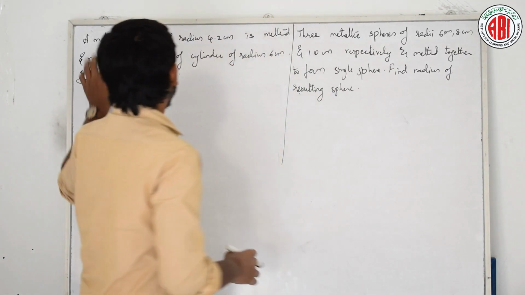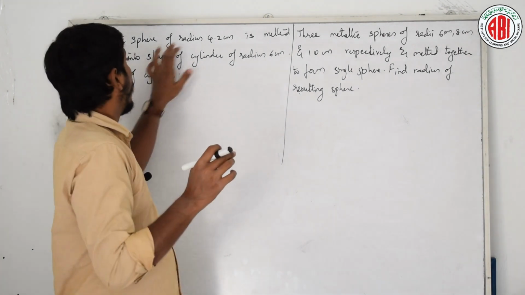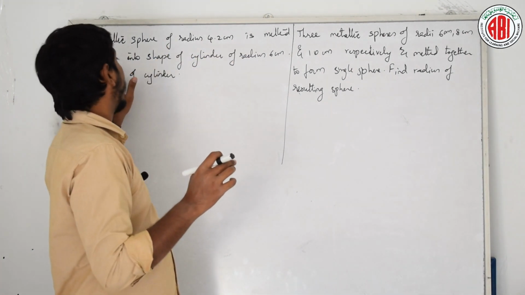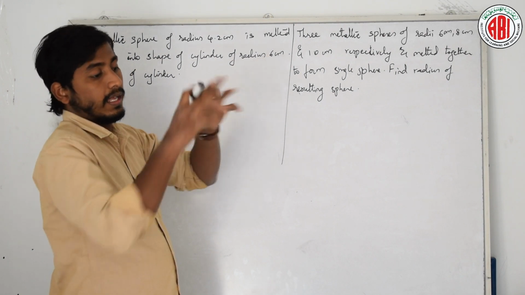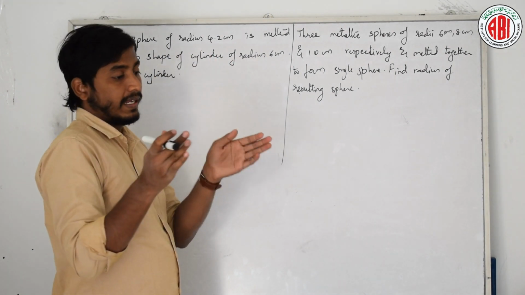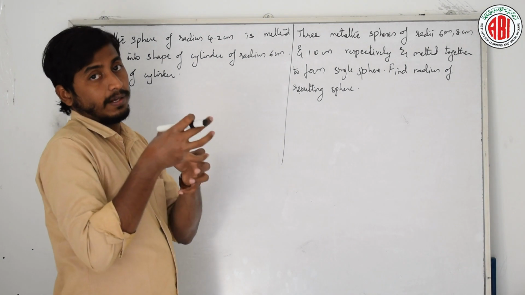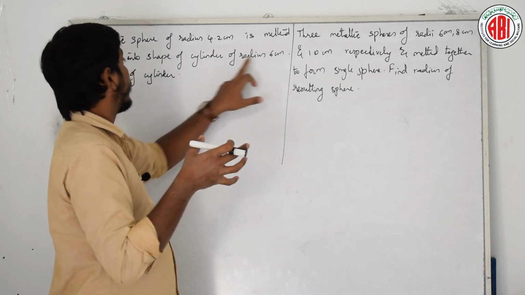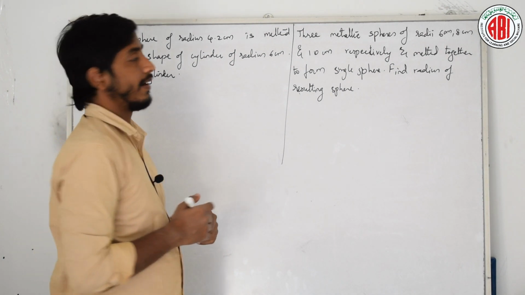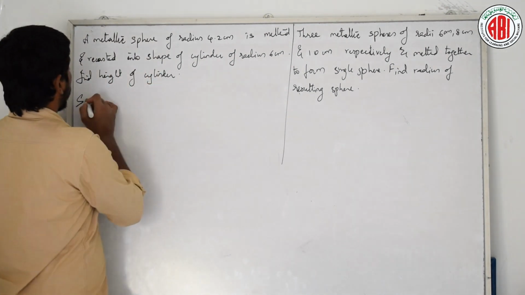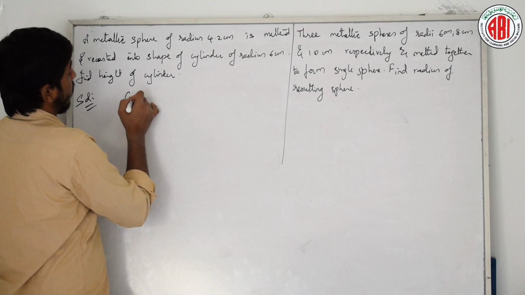He is telling a metallic sphere of radius 4.2 centimeter is melted and recast into a shape of cylinder of radius 6 centimeter. Okay, a sphere that is melted and recast into a shape of cylinder. He is asking us to find the height of the cylinder. That is nothing but, what is given?